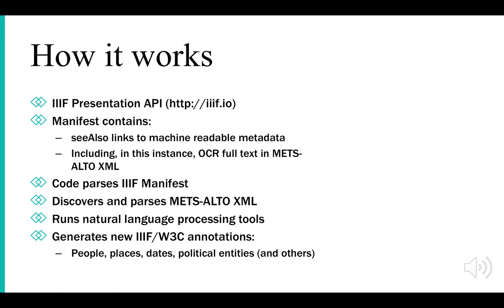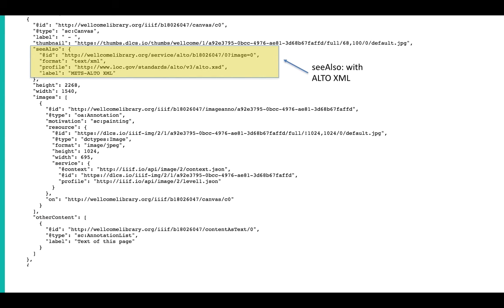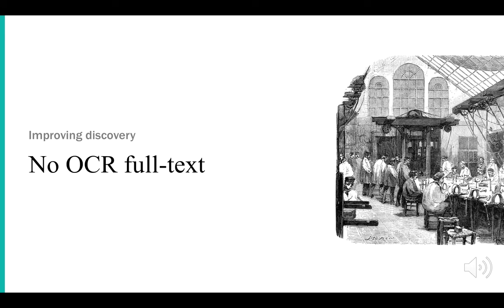and so on. So if we look here, we can see an excerpt from a IIIF manifest, and the highlighted block is a see also block that contains information about related resources in machine readable formats, and we can see that this is text XML and that it's METS-ALTO. So the software can pick up on this, analyze it, and then generate those new annotations. However, what if there's no OCR full text? What if we're starting with an images first approach?